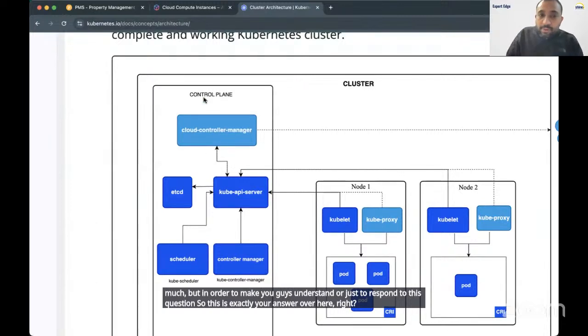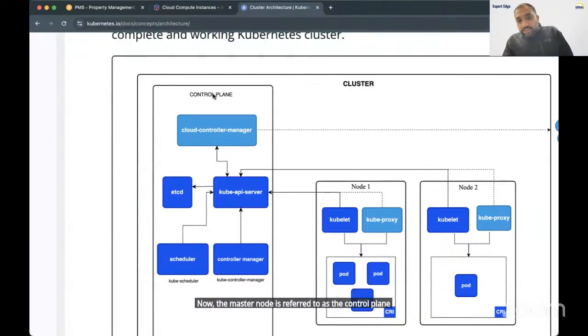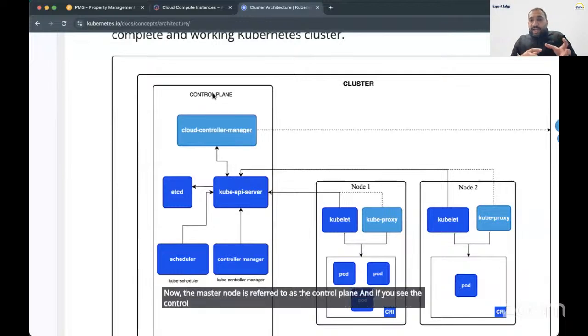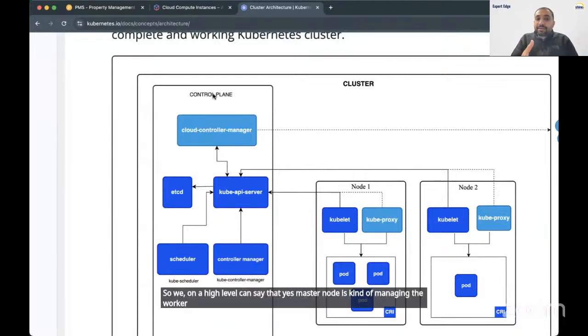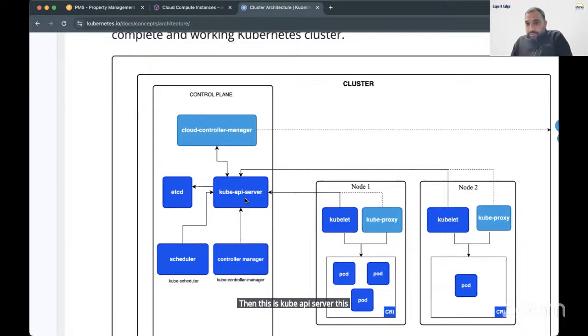Now the master node is referred to as the control plane. And if you see, the control plane is managing your worker nodes, but they have certain key elements defined within them. So on a high level we can say that yes, master node is managing the worker nodes, but for example, we have this kube-scheduler as a service running in my master node, right? So the main role of this is that it has to schedule which solution goes on which node, I mean, which container. Then this is the kube-apiserver. This communicates with your worker nodes, right?